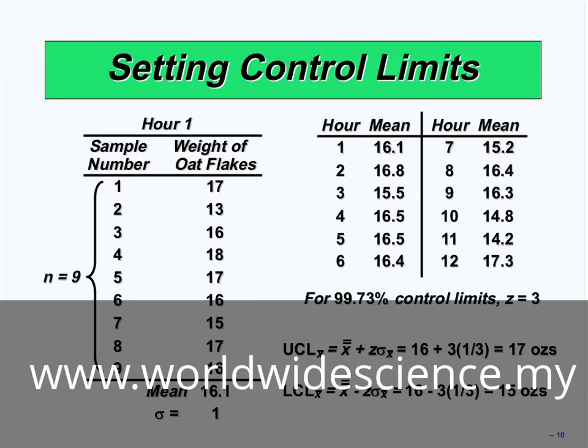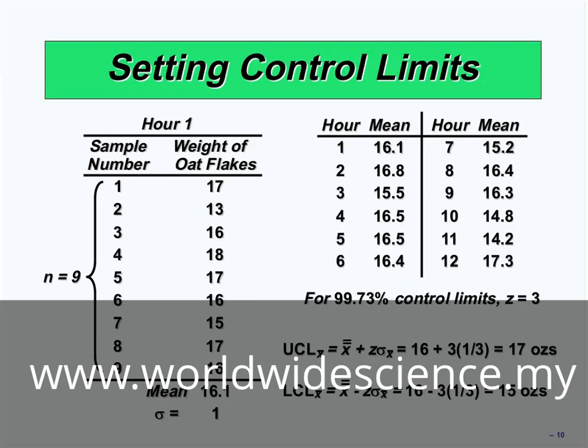So the table on the right, each of the x bar has been calculated in each hour. For example, the x bar in hour 1 is 16.1. The x bar for hour 2 is 16.8. For hour 3 is 15.5. And the 16.1 is only for hour 1.